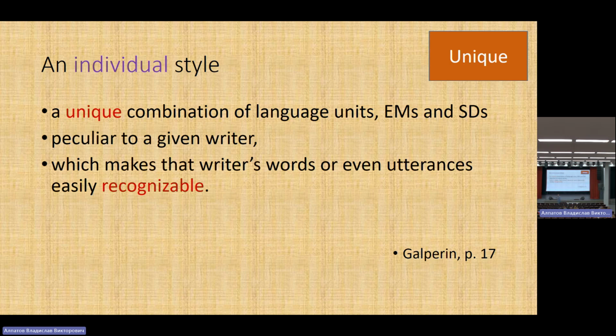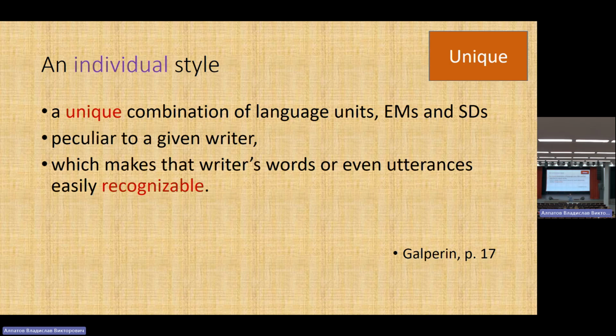We remember that the first definition given by Galperin was about typical things for typical situations. An individual style is a unique thing for a unique person or unique author. And it is a unique combination of language units, expressive means, and stylistic devices peculiar to a given writer, which makes that writer's words or even utterances easily recognizable.